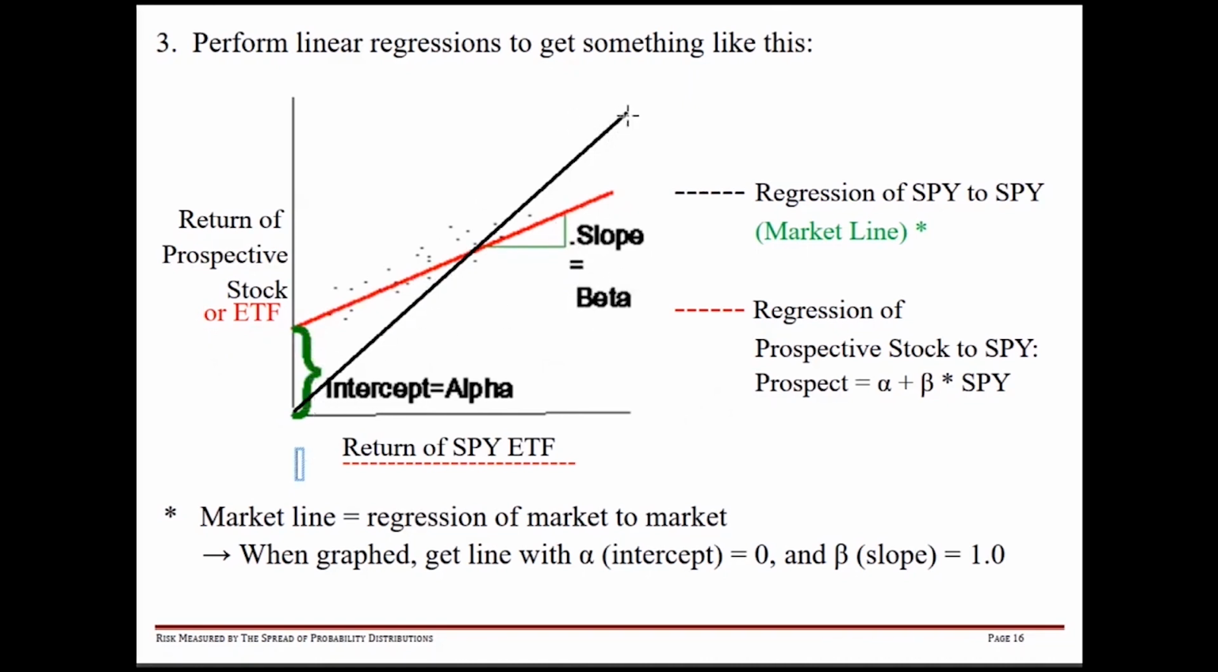Also, it's important to note here, there is this thing called the market line. If we regressed the market to itself, the regression line we would get would be this line with an intercept of 0 and a 45-degree slope, or a beta of 1. That's called the market line.